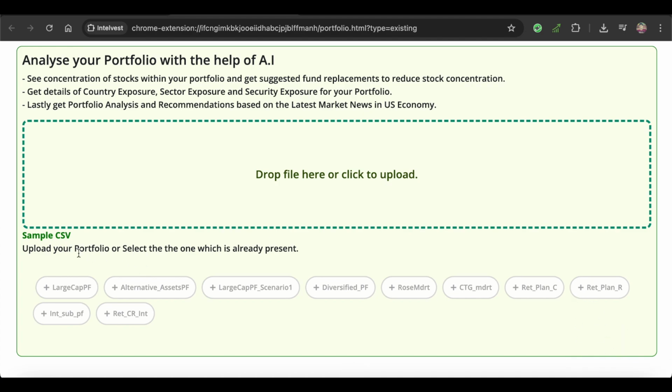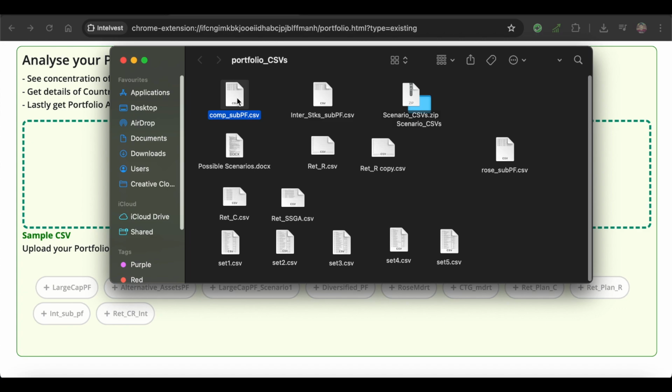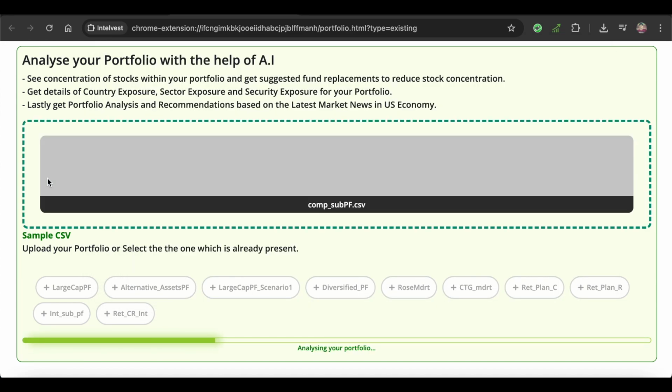We've made it easy for you, just refer to our sample CSV file to ensure the format is correct. Already using Intelvest? Great! You'll also see a list of your previously uploaded portfolios for easy access. I already have my portfolio in the same CSV format, so let me go ahead and upload it. Once your portfolio is selected or uploaded, the platform will take a few moments to work its AI-powered magic and begin the analysis.